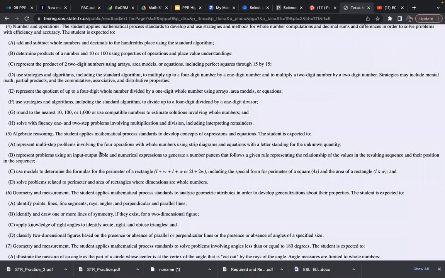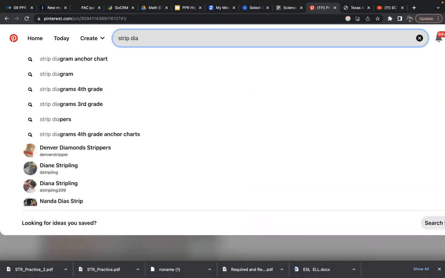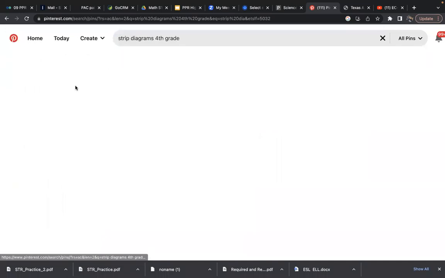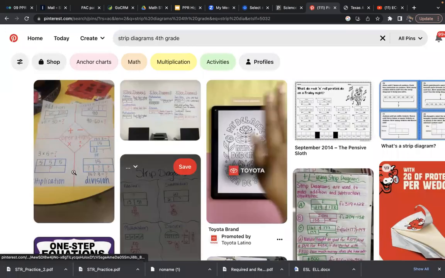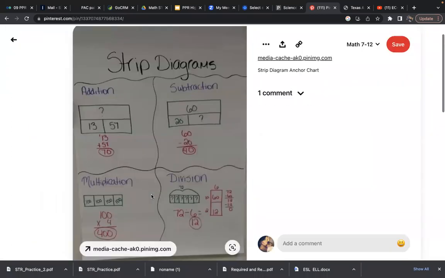Represent multi-step problems involving four operations with whole numbers using strip diagrams and equations with a letter standing for an unknown quantity. Strip diagram. As you're reading through these, when you see things like strip diagram, if you don't know what a strip diagram is, type in strip diagram, 4th grade. They need to be able to do a strip diagram.